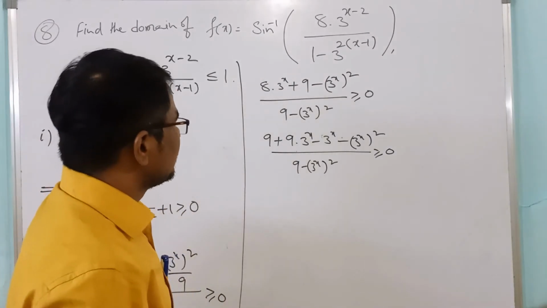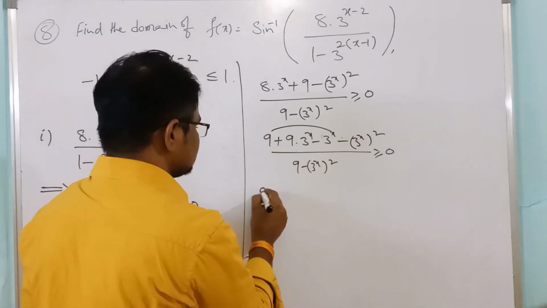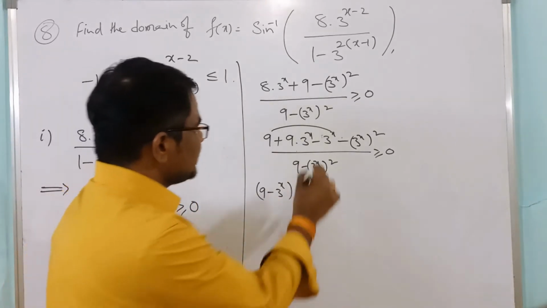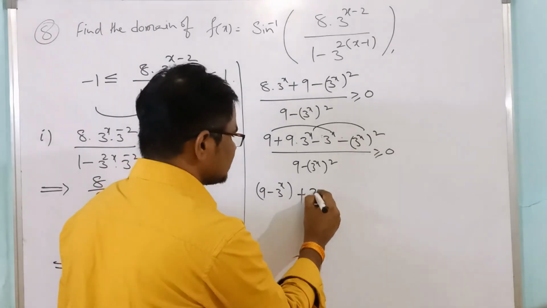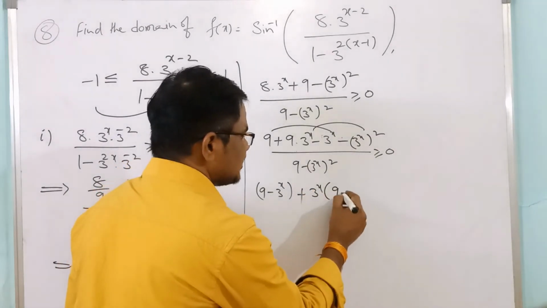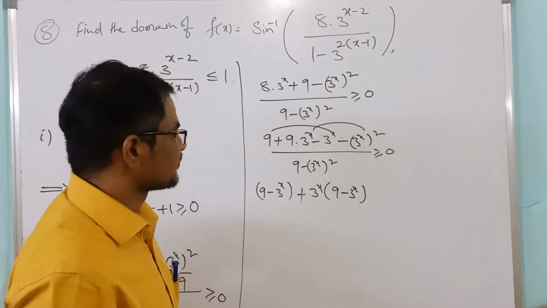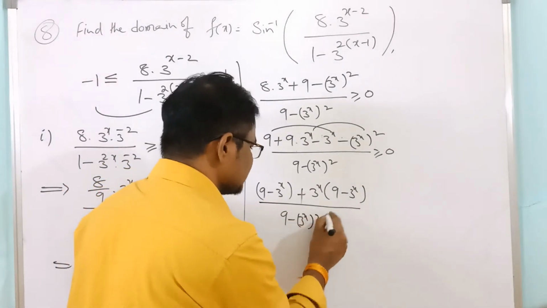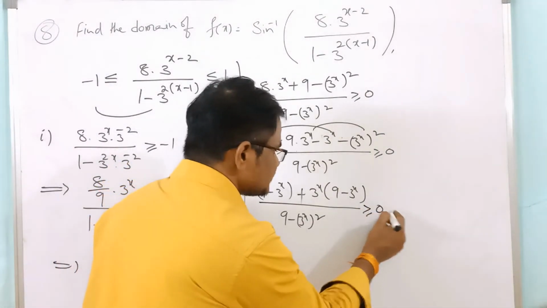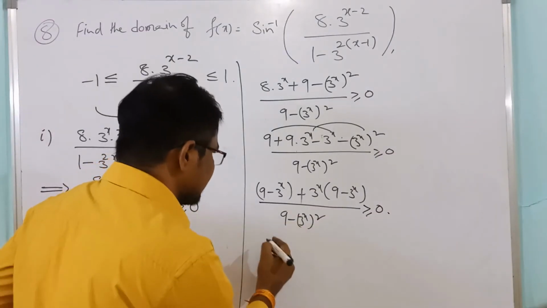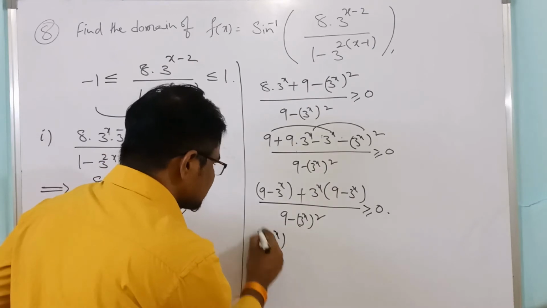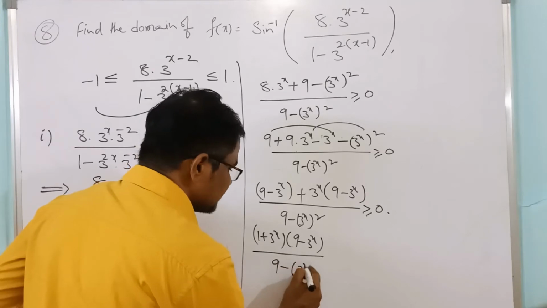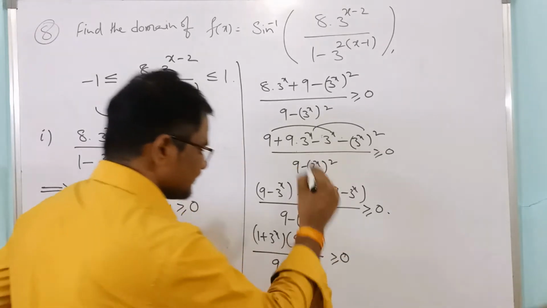Right? Now from these two, at one place I will write, and these two have 3^x common, so 3^x into (9 minus 3^x), whole divided by (9 minus 3^x) whole square, greater than or equal to 0. Again this can be written as (1 plus 3^x) into (9 minus 3^x) divided by (9 minus 3^x) whole square greater than or equal to 0.